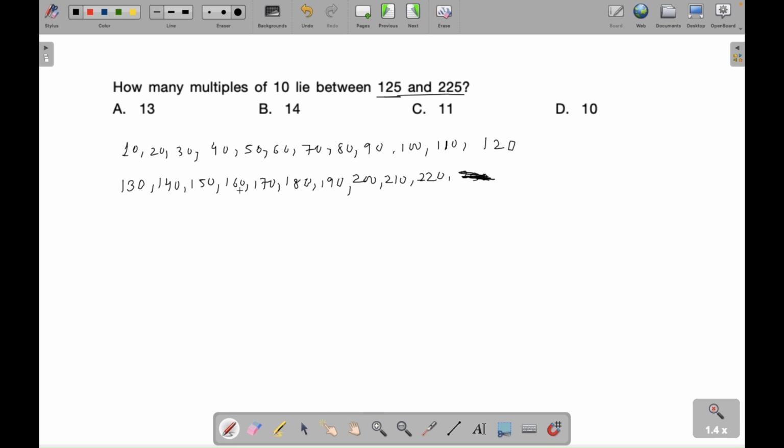So 1, 2, 3, 4, 5, 6, 7, 8, 9, 10. We can also count this in our mind, right? Since it is given 125, we know 130 is the first multiple that is greater than 125. So 130, 140, 150, 160. We can count it on our fingers as well. Okay.